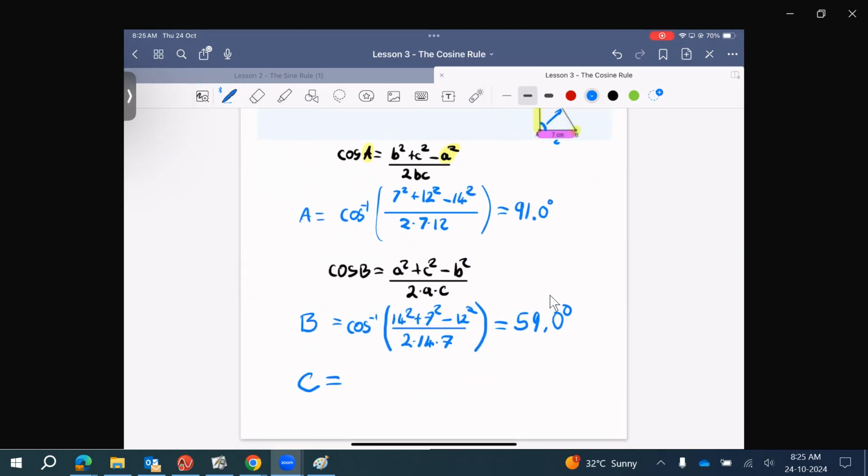Let's get C. How do we get C? A squared plus B squared minus C squared, so 14 squared plus 12 squared minus 7 squared over 2 times 14 times 12, which equals K. Or the easy way? Just 180 minus the 2 that we have. We're never going to use it a third time. All right, thank you. C is going to be 30.